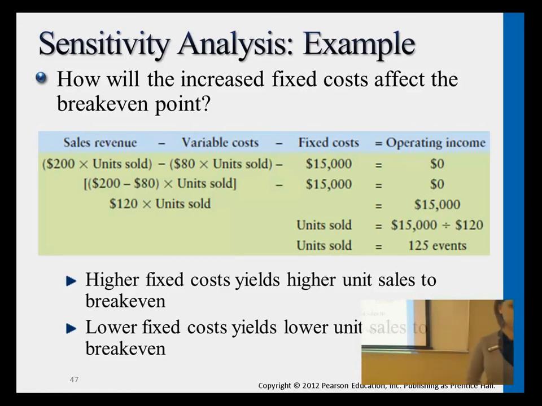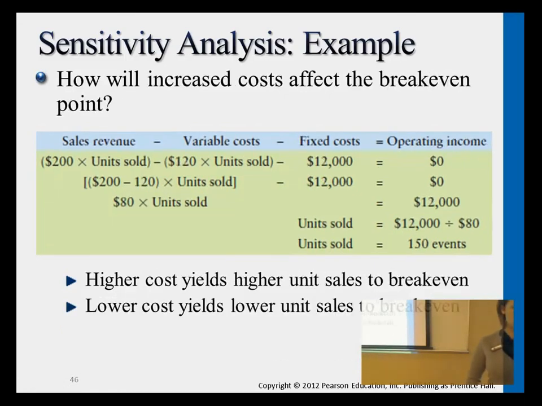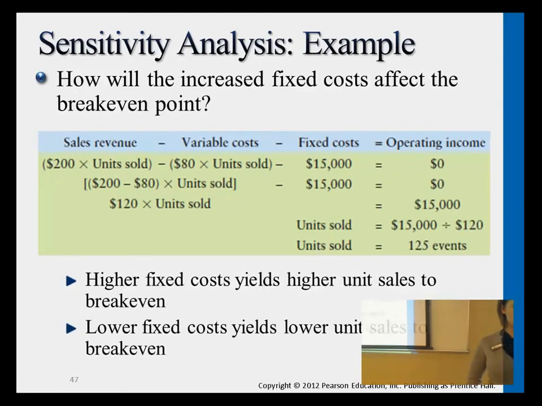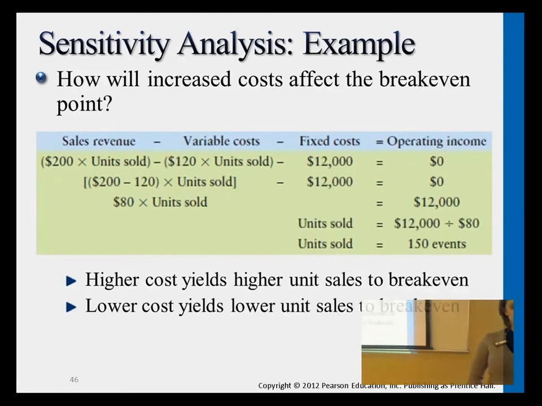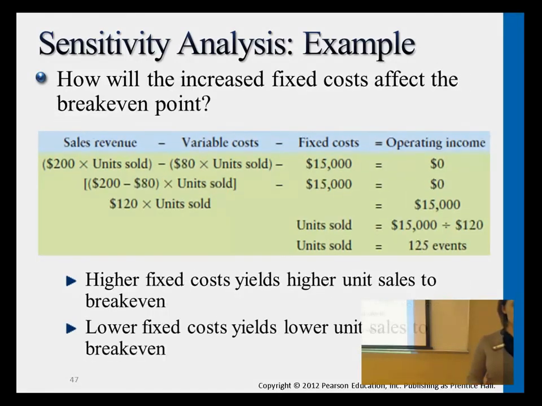Do you see a difference between... when we look at the example, you'll see that variable cost and fixed cost have a bit of a different effect. So let's look at just the fixed cost. How will the increase in fixed cost affect the break-even point?